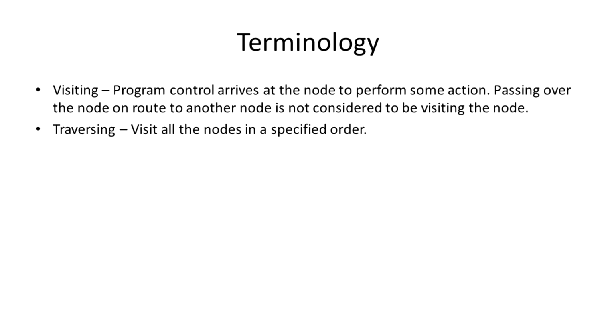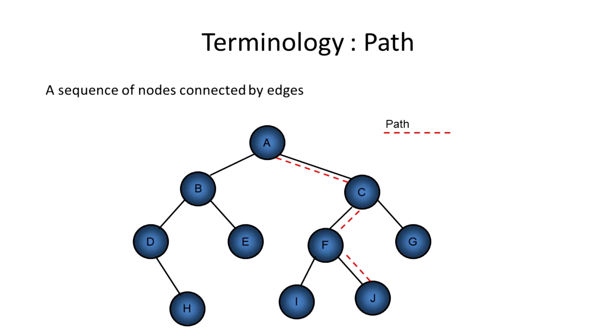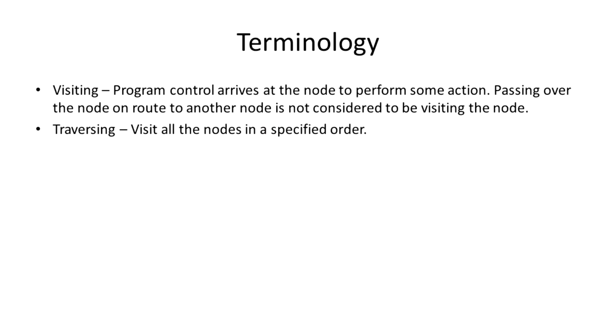We should also make a distinction between the terms of visiting and traversing. When we want to visit a particular node in a tree, we have to follow a path, as we said earlier. However, passing over a node en route to another node is not considered to be visiting those nodes. So in this path, we would only visit node J. We wouldn't visit nodes A, C, and F, because we merely pass through them en route to visit node J. However, when we traverse the tree, we do visit all of the nodes in the specified order.